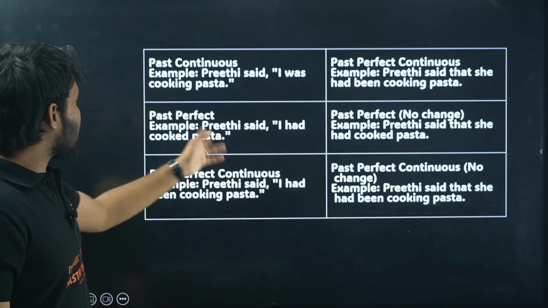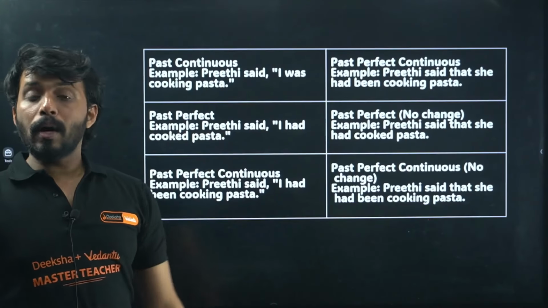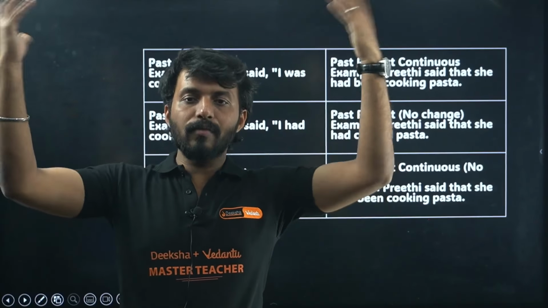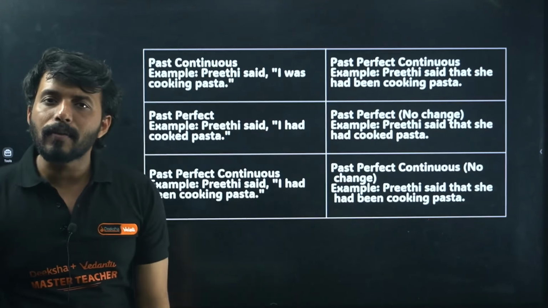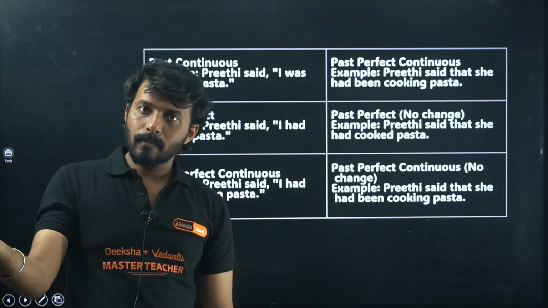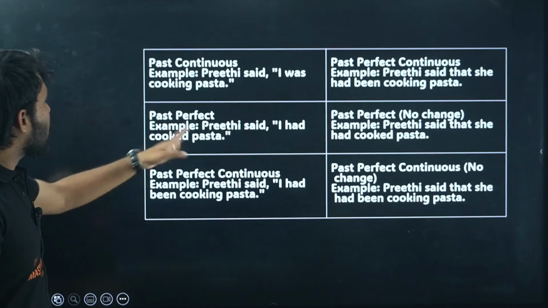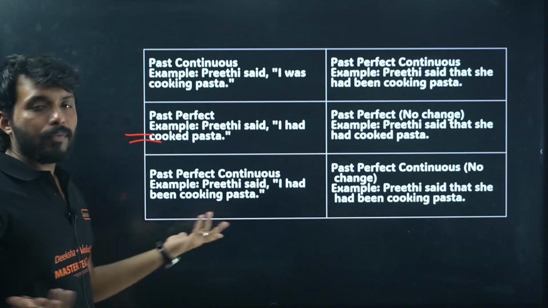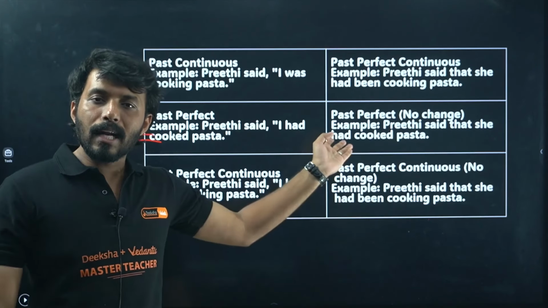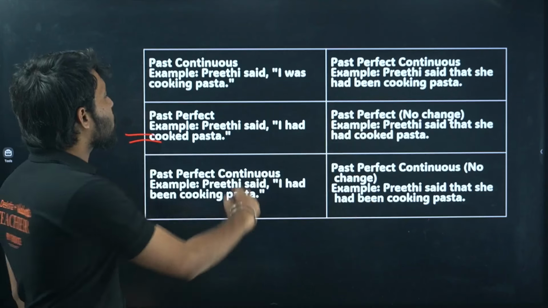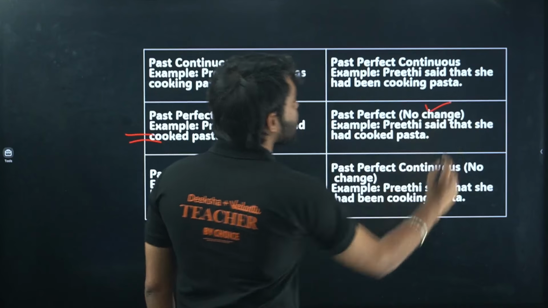Okay, so the next one, past perfect. So what did I say earlier? Once you strive for perfection, once you become perfect, do you need to change? No. You're perfect already. Do you have to change? No. So in the same way, past perfect. Here past perfect is already perfect. So does it have to change? No change. So past perfect always gets converted to past perfect.